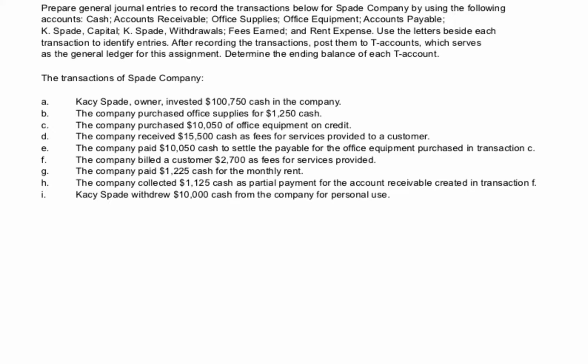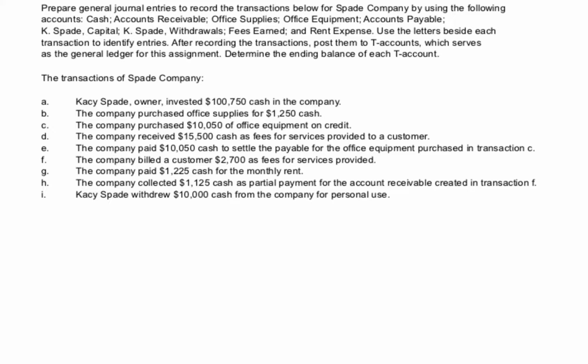I guess you can't read that very well. You may have to pull it up in front of you if you can't see all of it, but this is the exercise we're going to walk through here. What we have is a list of transactions that happen for this company, Spade Company. And as accountants, what do we want to do? We want to tell the history of what has gone on with Spade Company during this month.